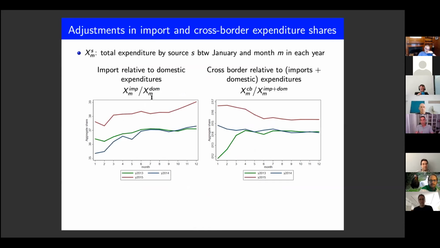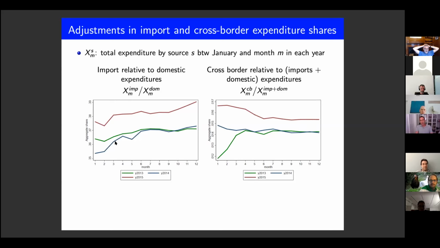Okay. So given these two changes in relative prices, imports versus domestic and cross-border versus Swiss purchased goods, the left panel shows the ratio of imports relative to domestic expenditures. So imports relative to domestic, okay? And this is for different horizons, up to 12 months. The green and the blue line is in the 2 years before, 13, 14.